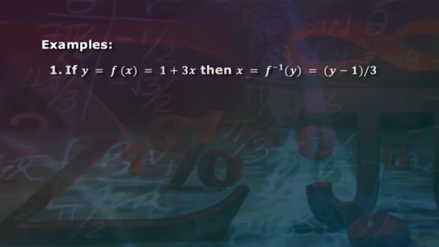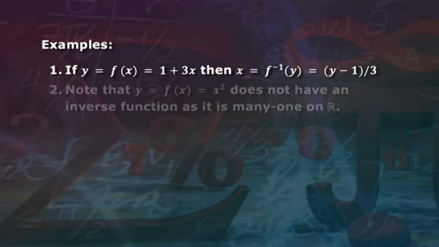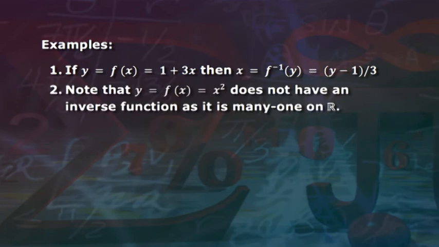Examples. 1. If y = f(x) = 1 + 3x, then x = f inverse of y = (y - 1)/3. 2. Note that y = f(x) = x squared does not have an inverse function as it is many-1 on R.